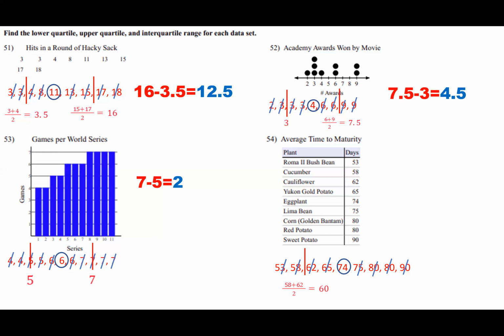For me to find the upper quartile, let me find the middle of the numbers on the right. And that's between 80 and 80. So the number between that is 80, it's the same number. So my upper quartile is 80. For my interquartile range, let me go 80 minus 60, which is 20.